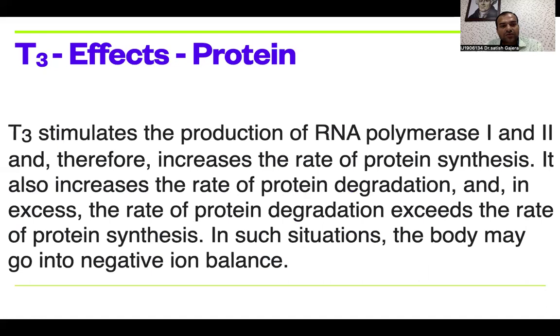Effects on protein. T3 stimulates the production of RNA polymerase 1 and 2 and therefore increases the rate of protein synthesis. It also increases the rate of protein degradation. And in excess, the rate of protein degradation exceeds the rate of protein synthesis. In such a situation, the body may go into negative ion balance.